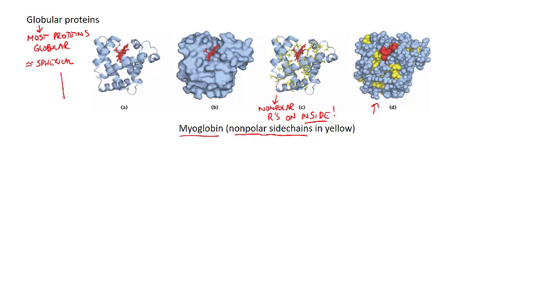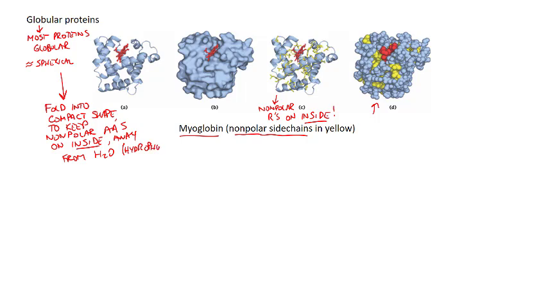So the idea of globular proteins is that they are going to fold into a compact shape to keep nonpolar amino acids on the inside, away from water. Which is simply what the hydrophobic effect is.